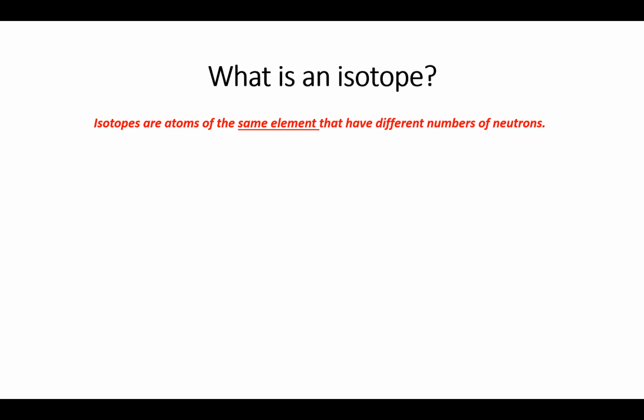Let me repeat that. Different numbers of neutrons. We mentioned earlier that the protons will never change. The protons are the one thing that you can rely on to identify an element for you. But the neutrons can actually fluctuate. We're going to look at some different examples of isotopes and see if you can see the differences between them.